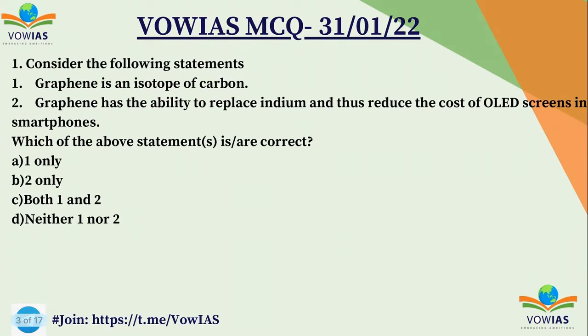The first question. Consider the following statements. First one, graphene is an isotope of carbon. Second one, graphene has the ability to replace indium and thus reduce the cost of OLED screens in the smartphones. You have to choose the correct option. A. 1 only, B. 2 only, C. both 1 and 2, and D. neither 1 nor 2. So the correct option is C, both 1 and 2.